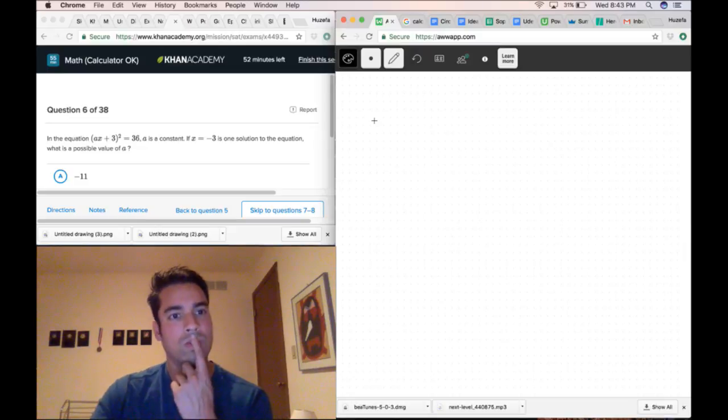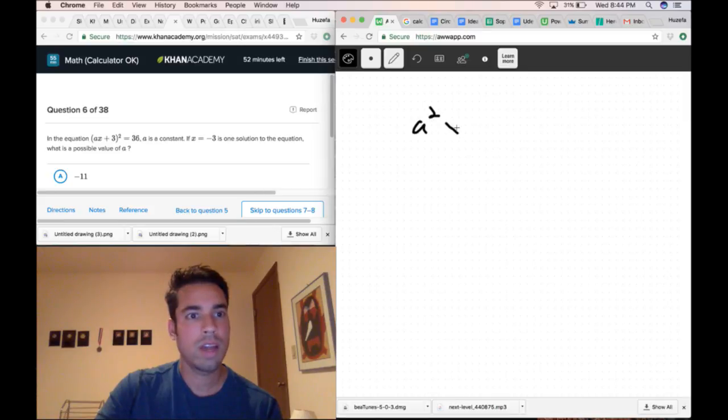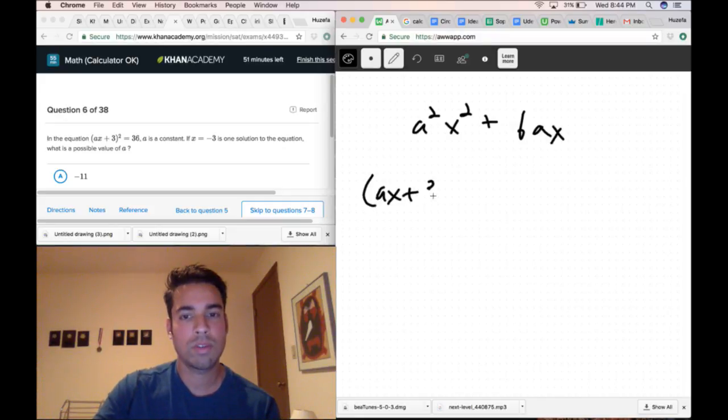Let me think about this for a second. So that means it's a solution. So I'm going to FOIL this. This is where I'm going to go with this. It's going to be a squared x squared plus 6ax. I'm doing it like this. Okay, I'm going ax plus 3 times ax plus 3.